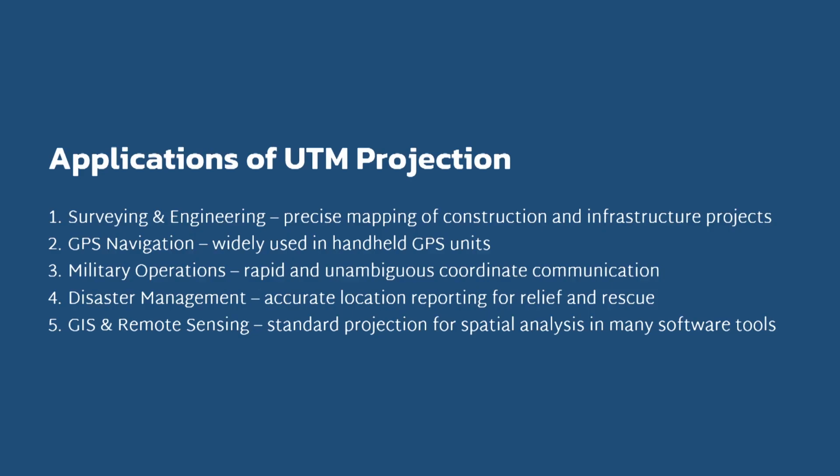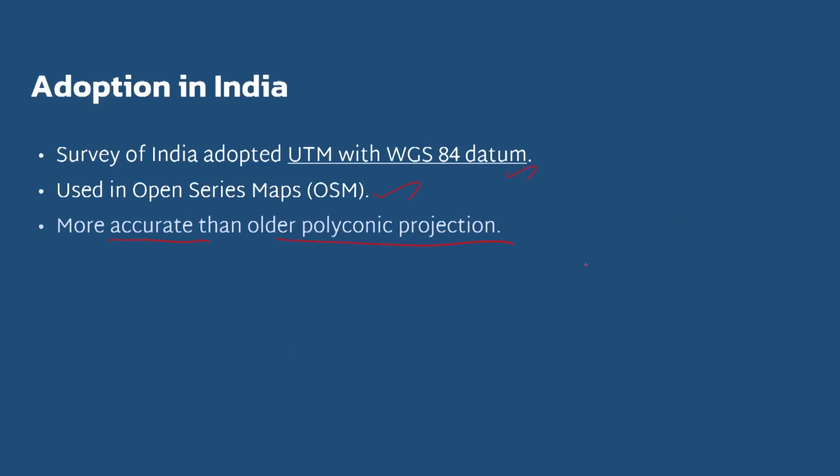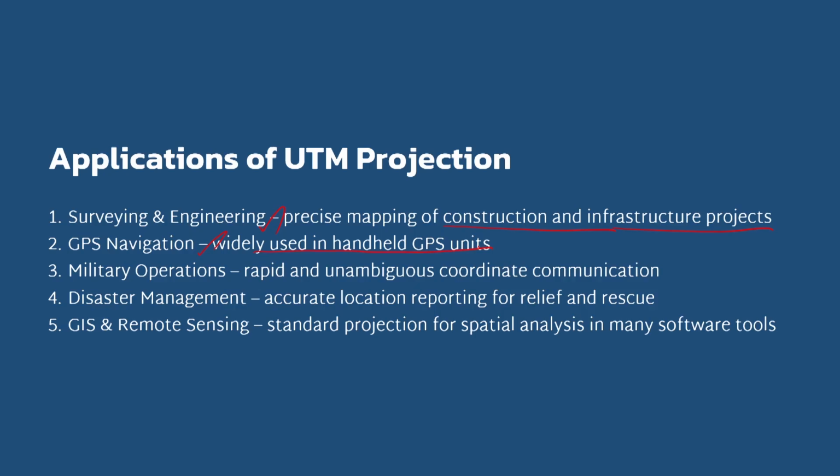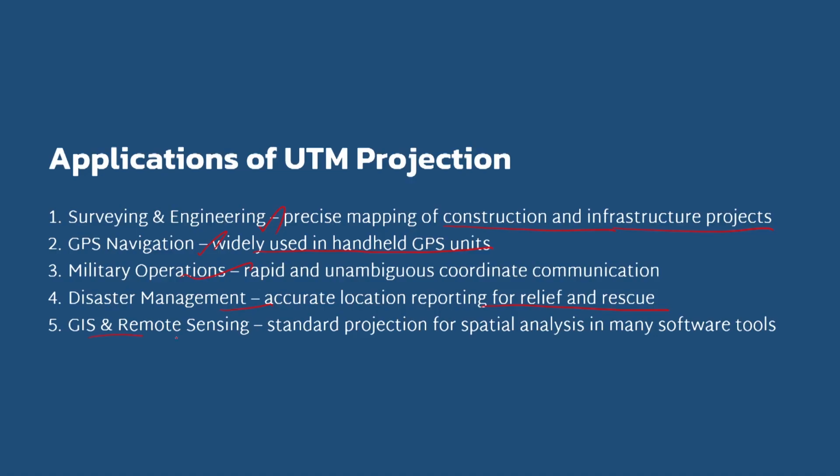Applications of UTM projection: surveying and engineering, as I said earlier, in terms of area calculation or distance calculation, they use it very effectively. In construction and infrastructure projects, UTM projection will give excellent results. Navigation is widely using it, and military operations, and disaster management, for relief and rescue, in order to pinpoint the location and the distance, and to calculate the area of affected zones. For every action we can have UTM projection as a base to get a more accurate result, and it is used in GIS and remote sensing.